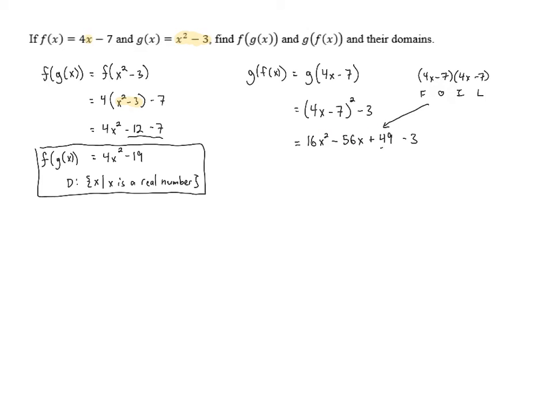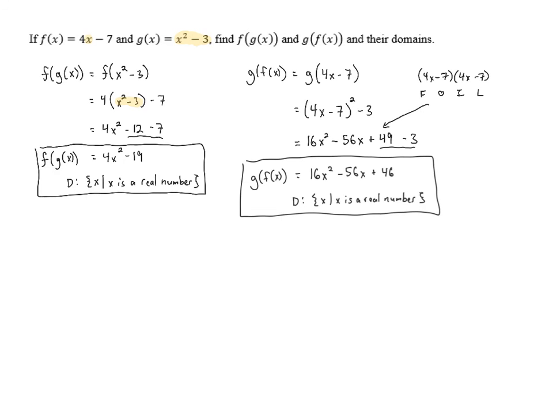Now at this point, we have one last thing to do. We can combine those constant terms. So this gives us 16x squared minus 56x plus 46. And so g of f of x is 16x squared minus 56x plus 46. And again, the domain ends up being all real numbers. And that's our final answer.